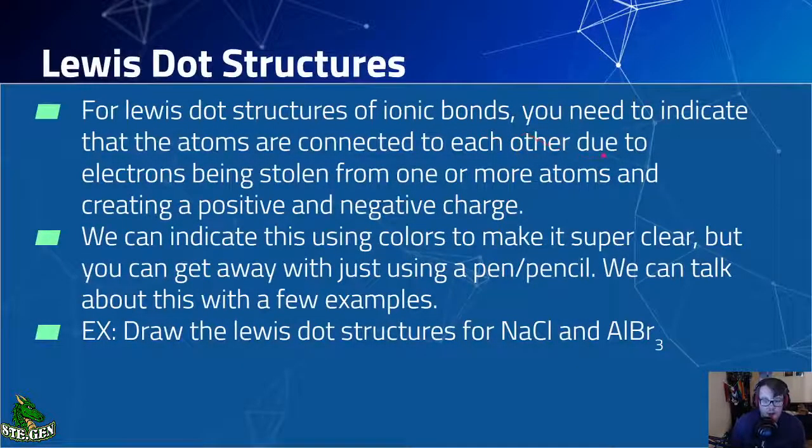For ionic bonds, you're going to indicate the atoms are connected to each other due to electrons being stolen. We can indicate this using colors to make it really clear, but you can get away with just using a pen and pencil. I'll show you how this works with a few examples. We're going to draw the Lewis dot structures for NaCl and AlBr3, and I'm also going to explain the process that occurs for an ionic compound being formed.